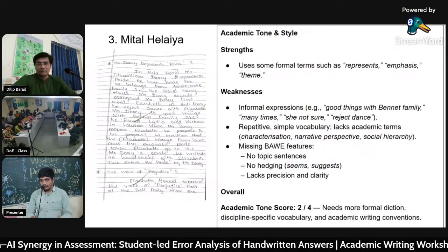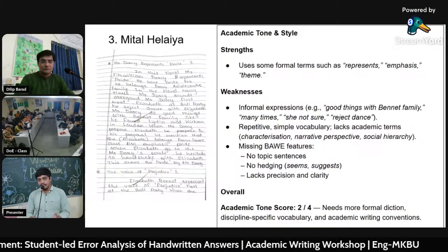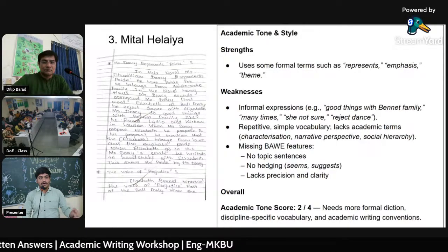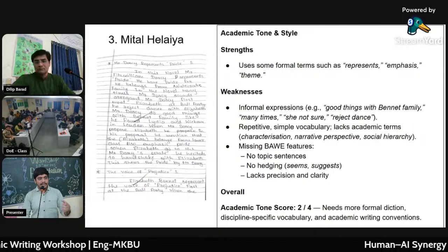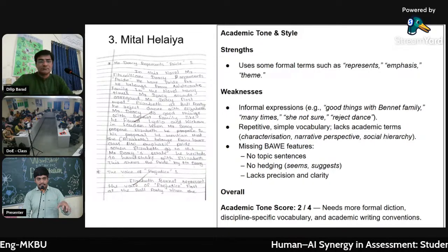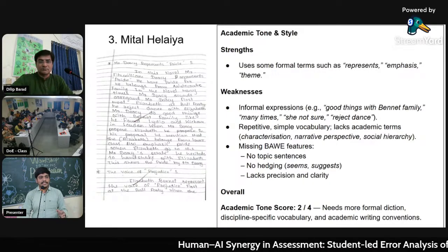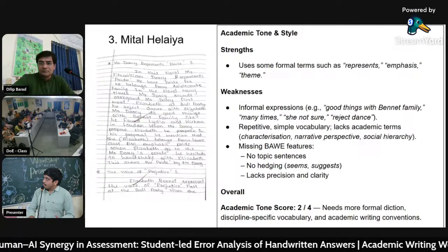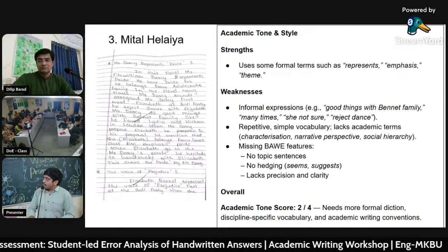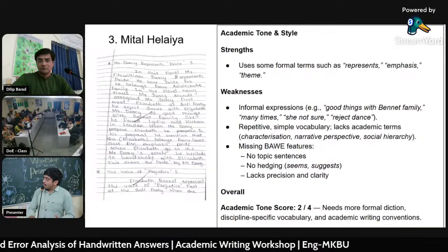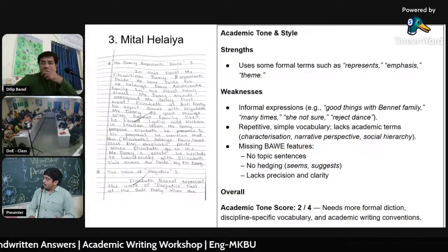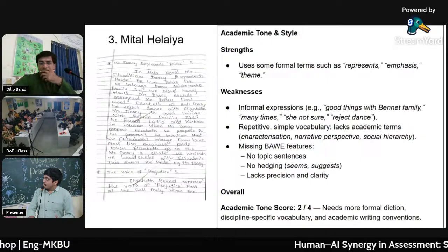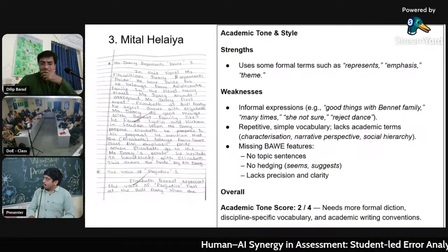Repetitive, simpler vocabulary. She lacks academic terms such as the concept of the question, which was in the context of marriage and how it is reflected in Pride and Prejudice by Jane Austen. Missing BAWE features: no topic sentences, no headings, which suggests a lack of precision and clarity. Overall, the academic score was 2 out of 4. She needs more formal diction, discipline-specific vocabulary, and academic writing conventions. Next one, please.